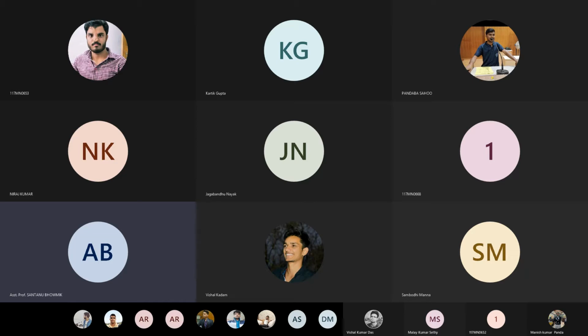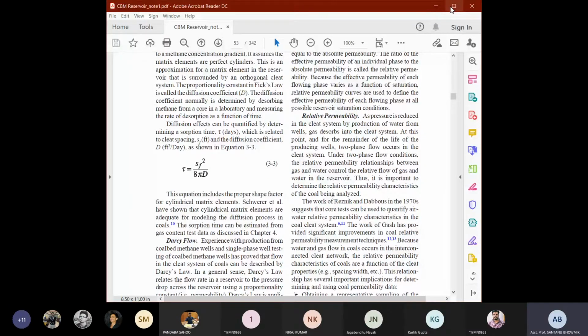Yesterday, as you can see in the definition of the sorption time, I told you that the sorption time is defined as the time required to dissolve or adsorb 66% of the total gas adsorption from the coal core or from the coal sample. Okay, but it is slightly modified. It is not correct. It is related to 63.2%.